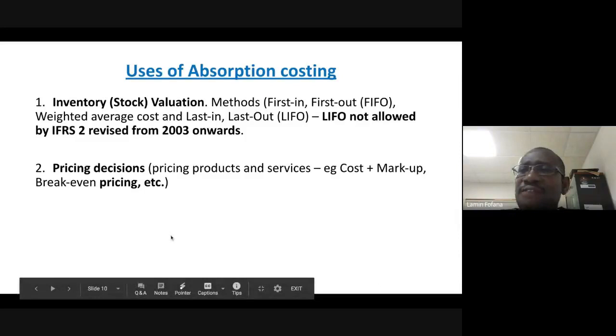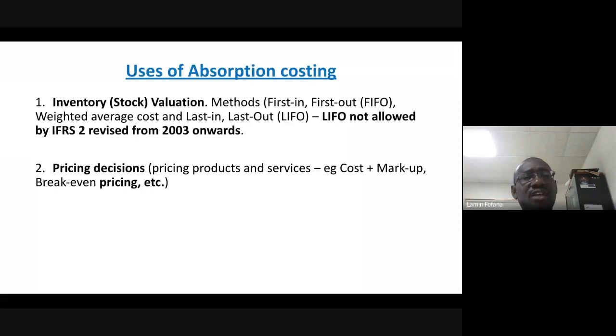If you look at pricing strategies, different organizations have different ways of pricing. But the most common method is this: the cost plus the markup. The cost plus the markup.